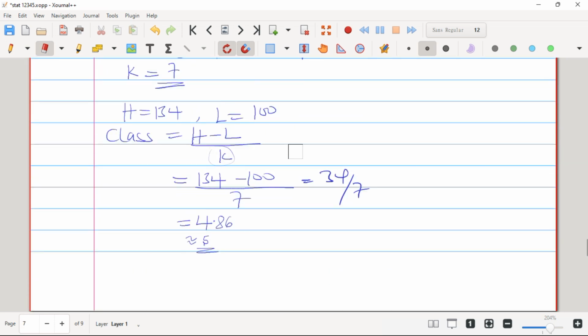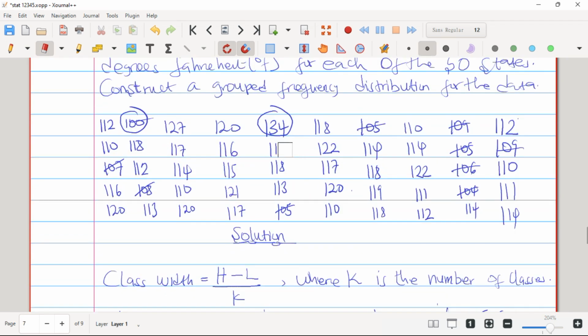So let's go and do that. When we come here, we just have two observations. So let's look through. Is there any number that lies from 100 to 104? No. But we have one here which is 100 that lies within 100 and 104. So let's continue to go through.